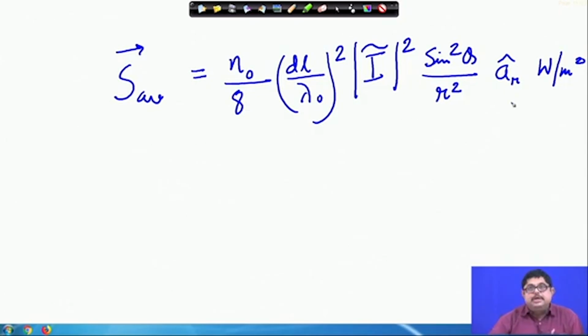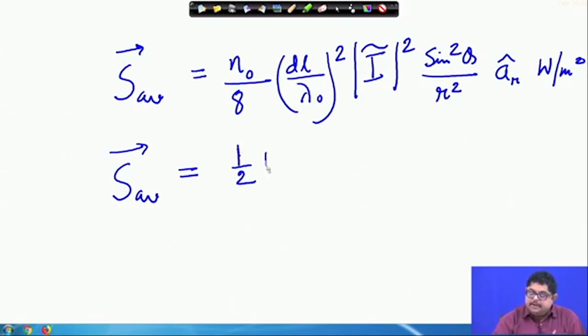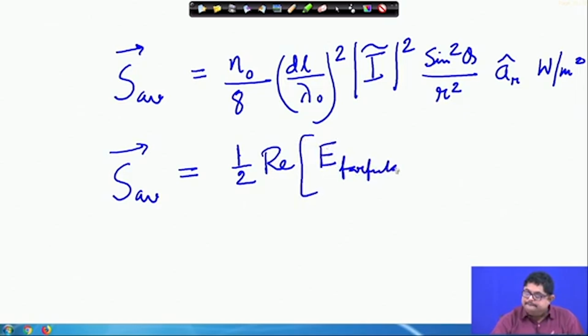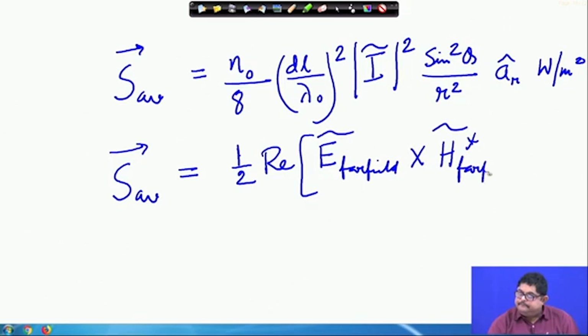Now, instead of going here, you can do an exercise that I have found from the actual expressions derived, but this S average power can also be obtained from only far field components. So, if I find half real of E far field cross H far field star, that also would give me this same value. So, it also shows that actually far fields are important because they are carrying power.